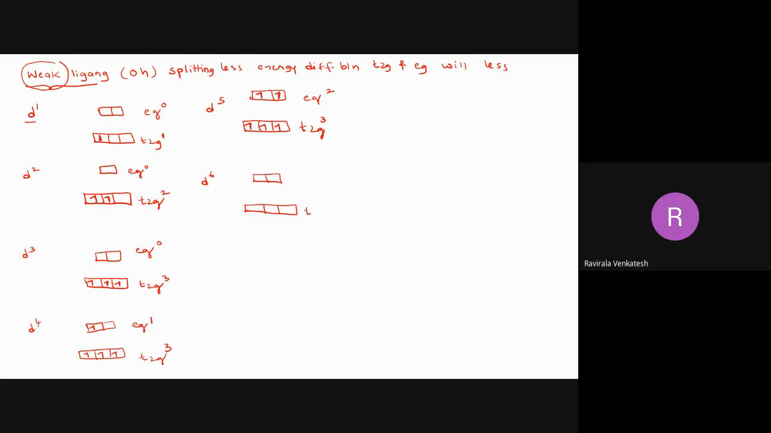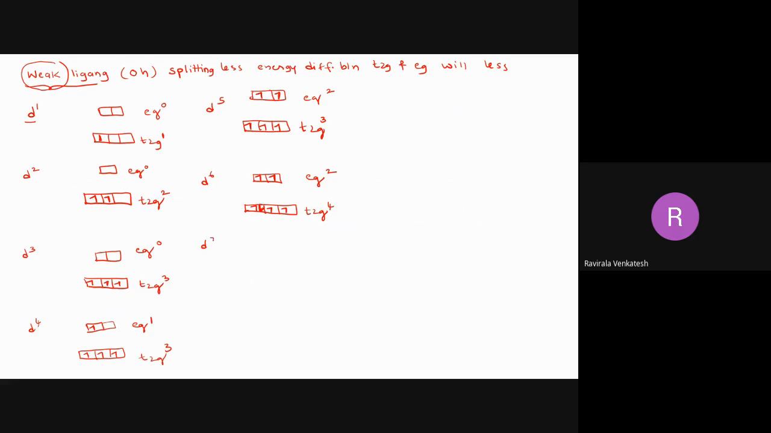This will be the T2G, and this one will be the Eg. Now 1, 2, 3, 4, 5. Next, the sixth electron we need to pair like this. Now it will be T2G 4, Eg 2 here.